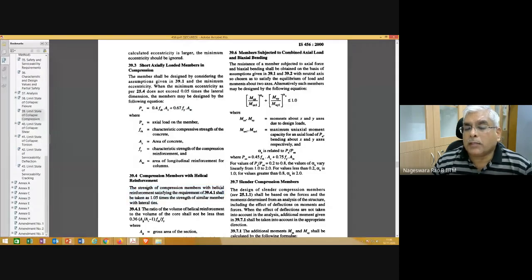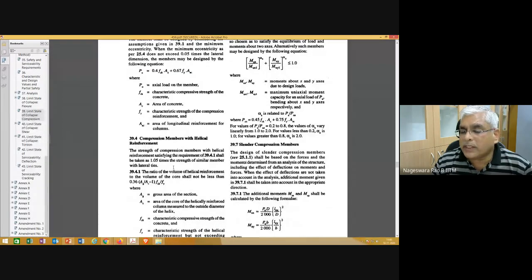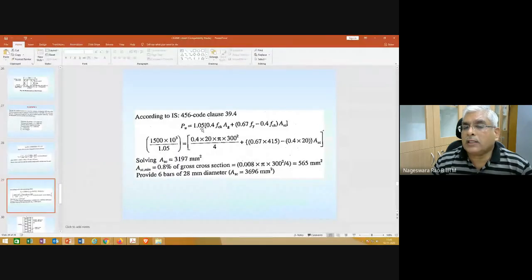Strength of the compression member with helical reinforcement satisfying certain requirements. We will see what are those requirements, okay? Assuming our helical reinforcement is going to satisfy those requirements, shall be taken as 1.05 times the strength of similar member with lateral ties. So since we decided to use helical reinforcement, this quantity we need to multiply with 1.05. So that is carried out here.